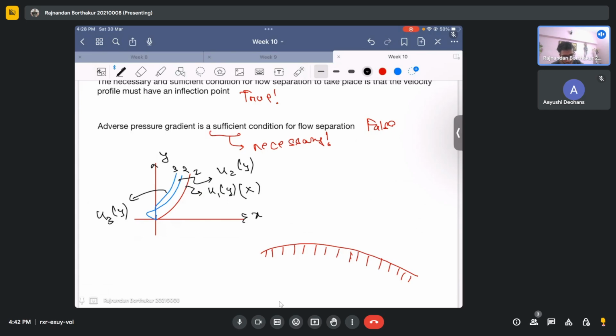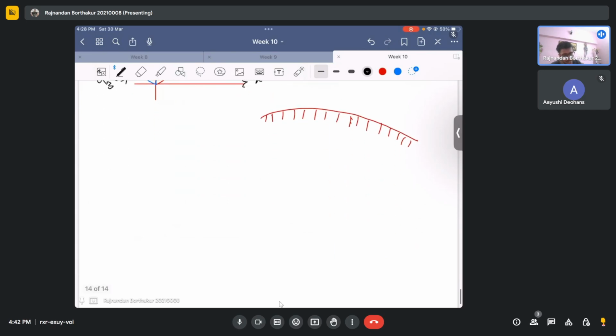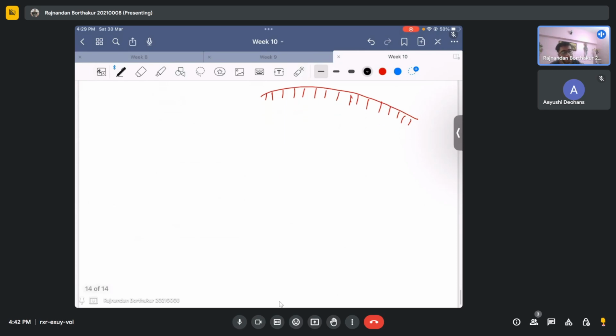So we are just about out of time. So we'll end this by discussing one more thing: a case where your far field velocity is now a function of x. Okay, let's say there is a flow over a wedge. In this case, your u infinity will become a function of x.